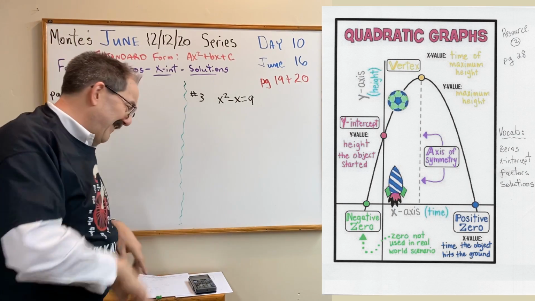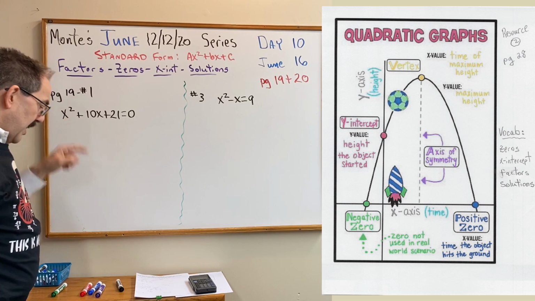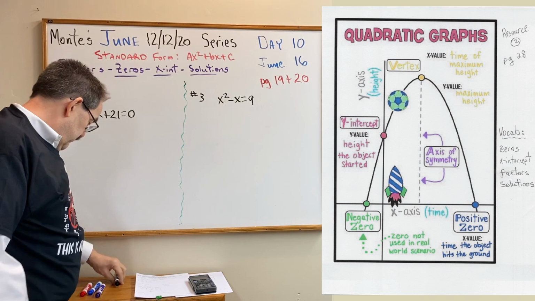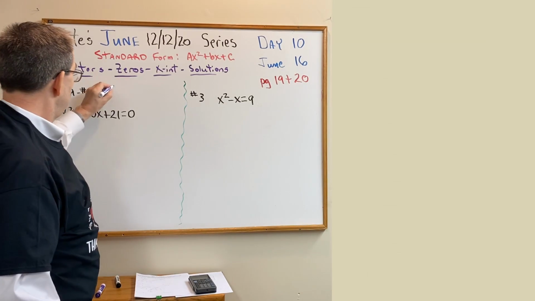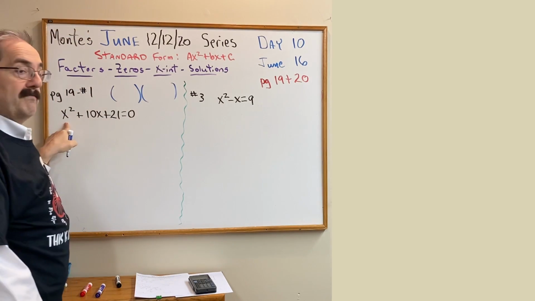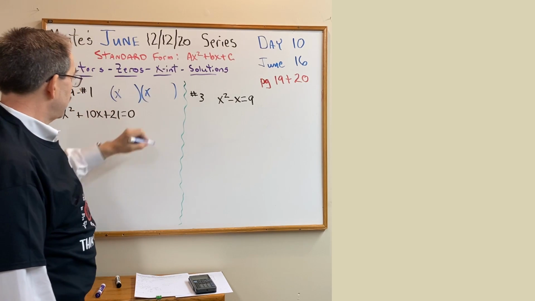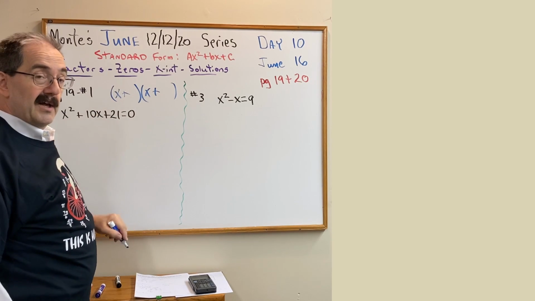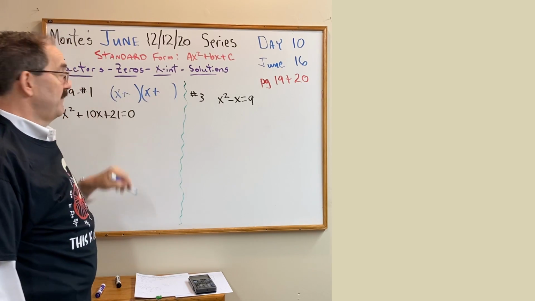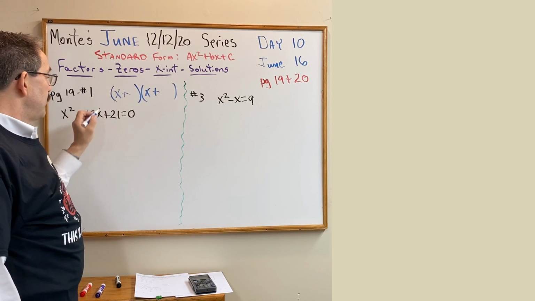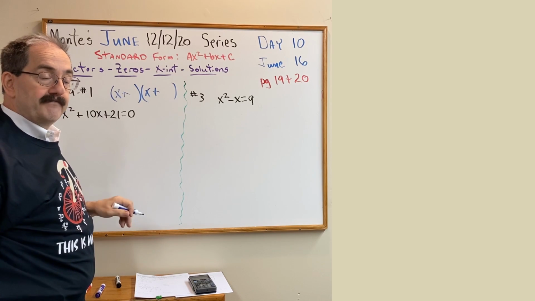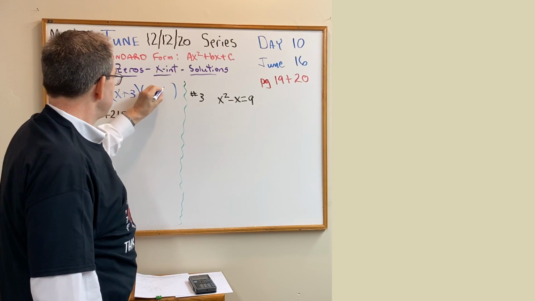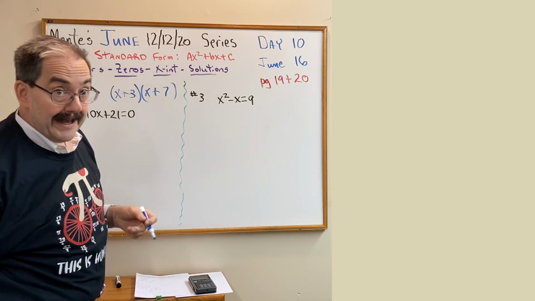All right? So, come on. Let's go to page 19, number 1. Now, the reason I like this problem is because we already know the answer, right? Come on, think about yesterday. 2 things that multiply to x squared. X. 2 things that multiply to positive. Positive and a positive. 2 things that add to a positive and a positive. Now, numbers that multiply to 21 and add to 10. Come on, 3 and 7.